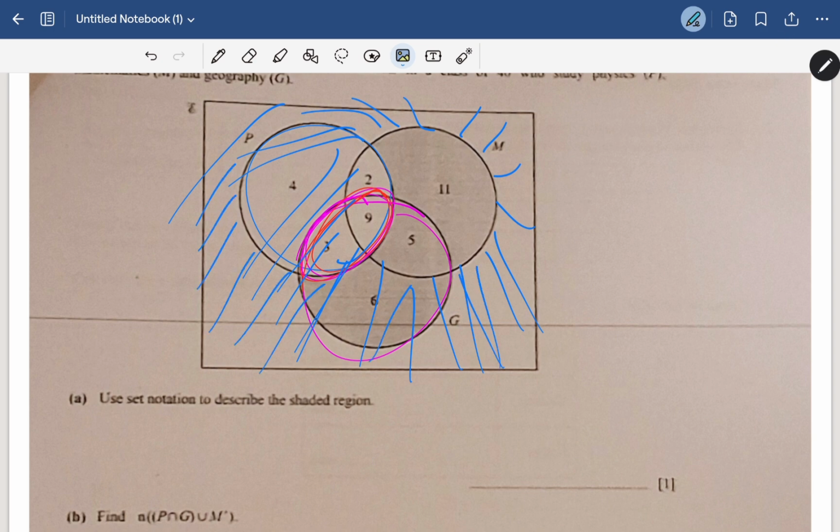So, if we have P intersection G, which is this, in union, so in addition to everything except M, then our total number is gonna be 9. You're gonna consider the 9 because it's union, plus 3, plus 6 over here, and then plus 4. So all in all, if you do it on your calculator, 9 plus 3 plus 6 plus 4, you are gonna get 22.